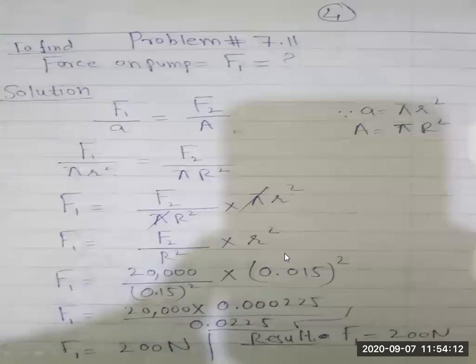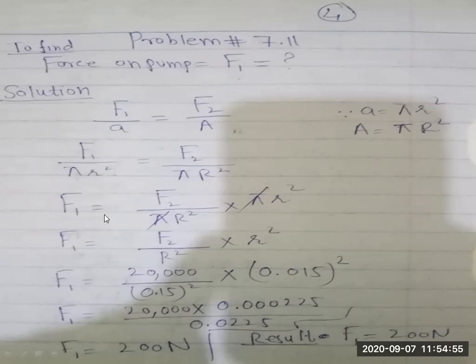Now, what I want to find out is the force on the pump, denoted with F1. I will use this formula: F1 over small a, the area of the small piston, equals F2 over capital A, the area of the bigger piston. You know the area of a circle is pi r square. Since I want to find F1, the area a goes on the other side where it will be multiplied. This pi will be cancelled with this pi. So what will be left? F2 r square divided by capital R square.